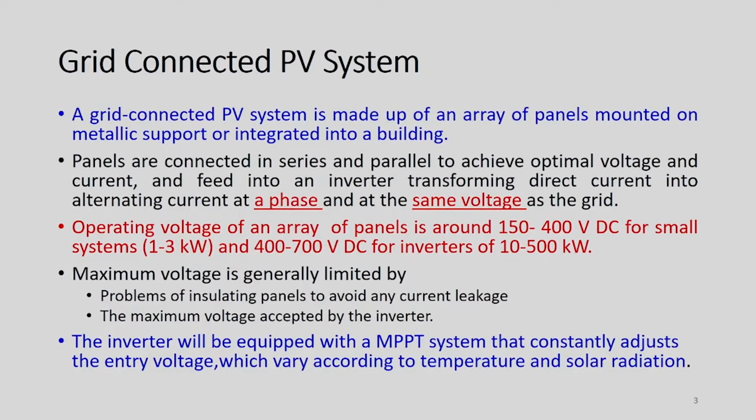and 400 to 700 volt DC for inverters of capacity varying from 10 to 500 kilowatt. And the maximum voltage is generally limited by the problems of insulating panels to avoid any current leakage and the maximum voltage accepted by the inverter. These two are very, very important. The inverter will be equipped with an MPPT system that constantly adjusts the entry voltage, because this will vary with solar insolation and temperature.